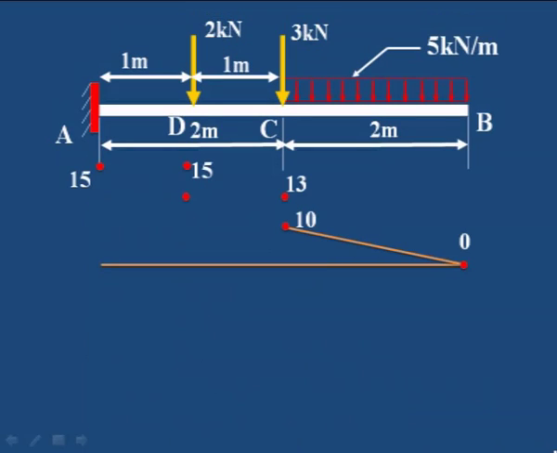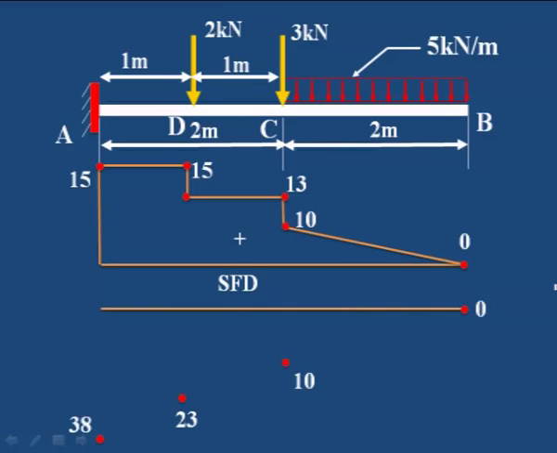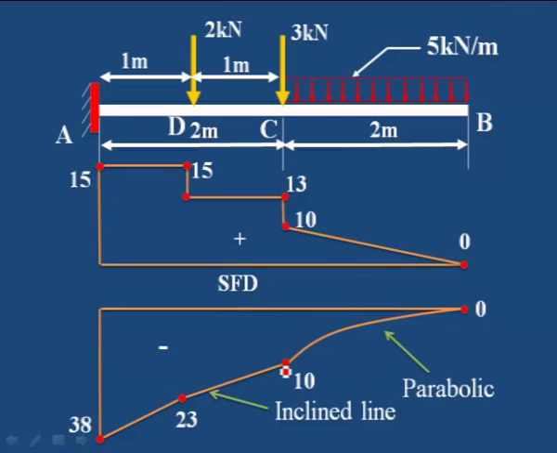You can see here, from B to C it is an inclined line, and then here 3 kilonewton is dropped because of the point load. Again it is a horizontal line, no load is added, and then a vertical line, again a horizontal line. Here it is a parabolic UDL portion, and then an inclined line. Wherever a point load is there, we have to show the drop, and for the UDL an inclined line.